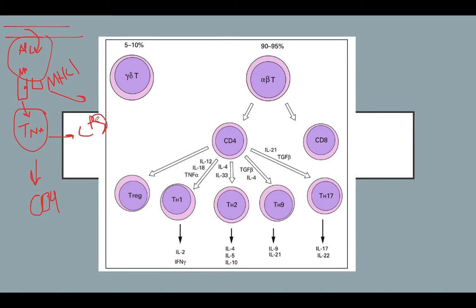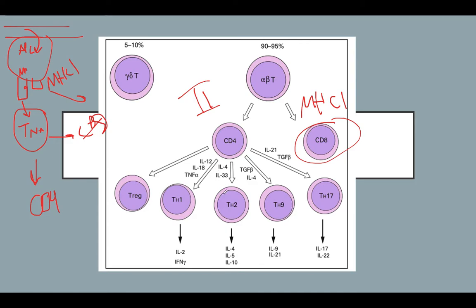So this is the first principle: if it is MHC 1, it will be CD8; if MHC2, it will be CD4. Then the macrophage will secrete some cytokines, and this will lead to the differentiation to CD4. Now CD4 will decide which type of cell it will become according to the cytokines it has.